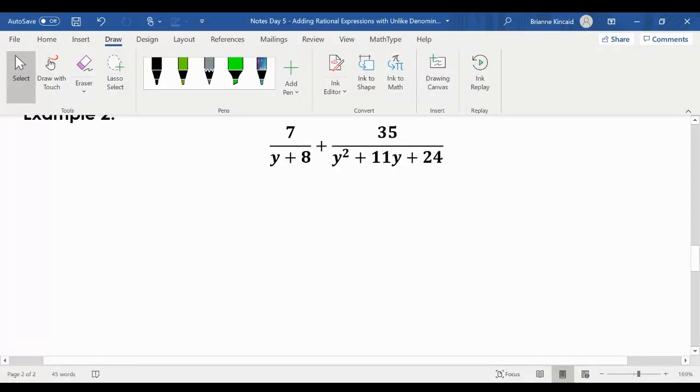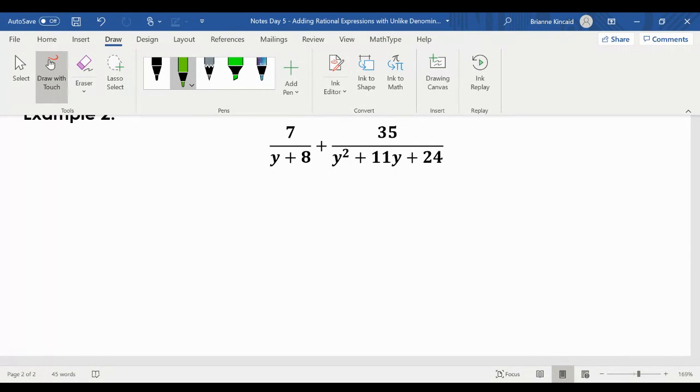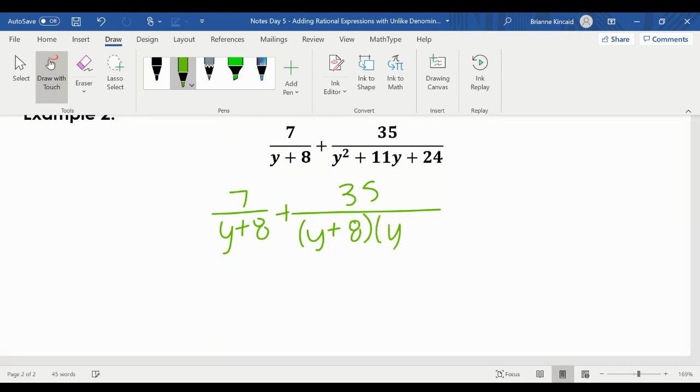Example 2 makes it a little bit different. We want to make sure that we factor on the right so we can figure out exactly what our LCD should be. So I'm going to rewrite my first fraction, 7 over y plus 8, plus, and then my second fraction, the two numbers that multiply to 24 and add to 11 are 8 and 3.